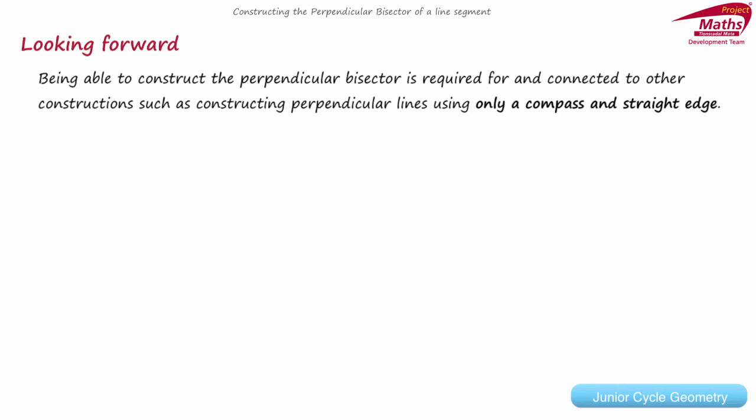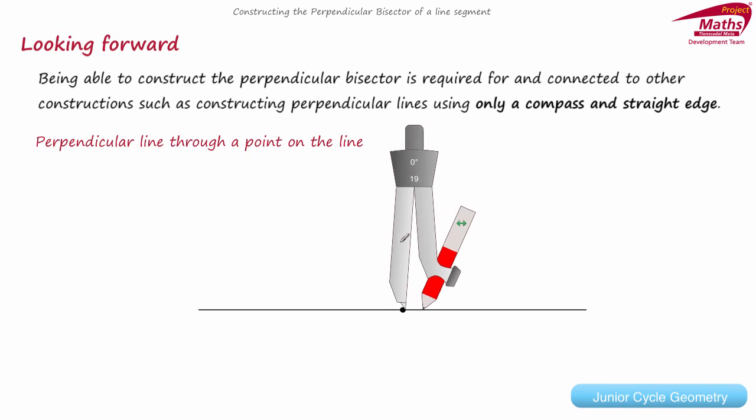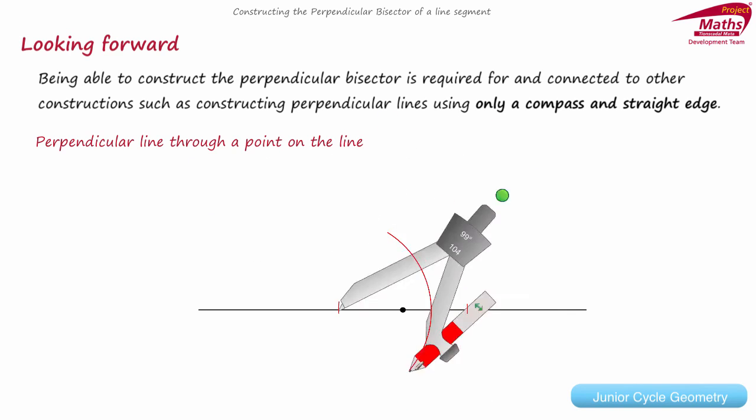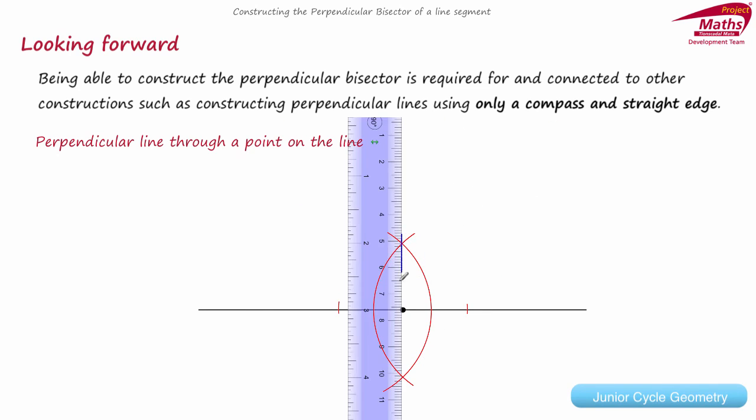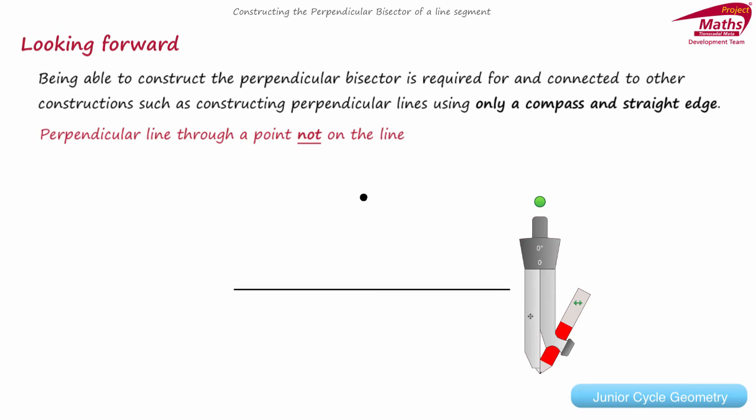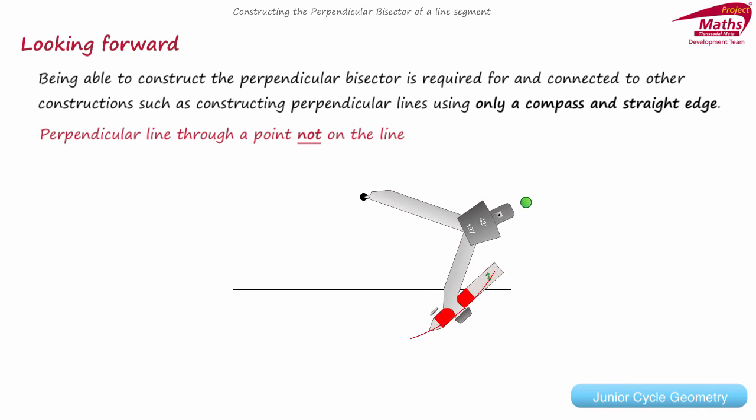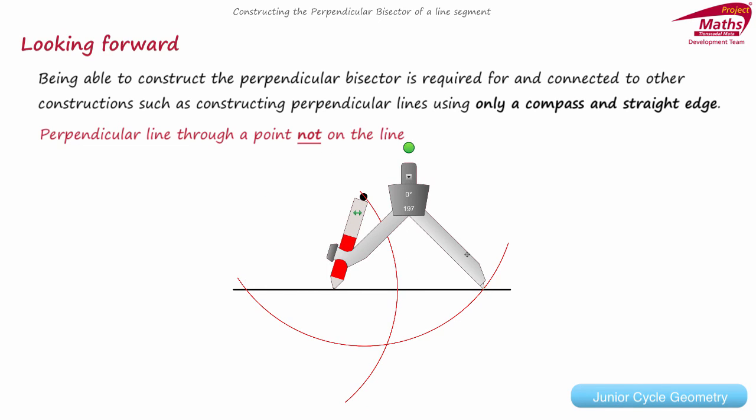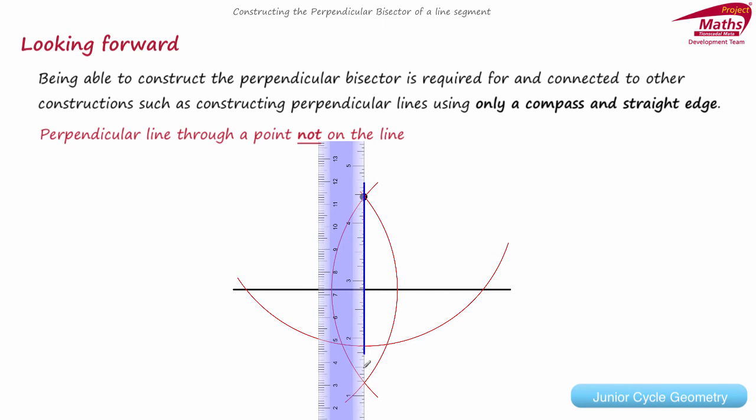Looking forward. It is useful to understand that this construction is required for and connected to other constructions. For instance, if you would like to construct perpendicular lines using only a compass and a straight edge, such as a perpendicular line through a point on the line, as done here, we see the construction is very similar. Also, students will be asked to construct a perpendicular line through a point not on the line. Though it's not required that you only do this with a compass and straight edge, it would be interesting to ask students, could they do this having performed the perpendicular bisector construction?